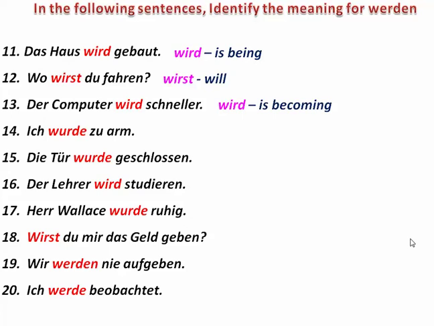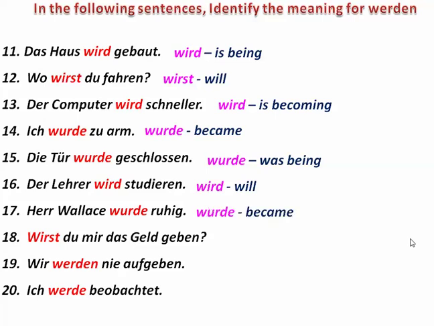Ich wurde zu arm. I became or got too poor. Die Tür wurde geschlossen. The door was being closed. Passive voice. Der Lehrer wird studieren. The teacher will study. Future. Herr Wallace wurde ruhig. Mr. Wallace became or got quiet. Wirst du mir das Geld geben? This is a future tense. Will you give me the money?